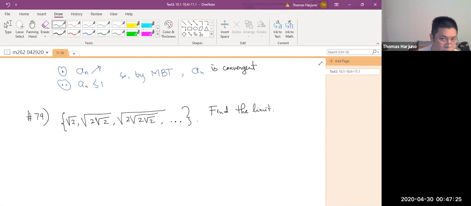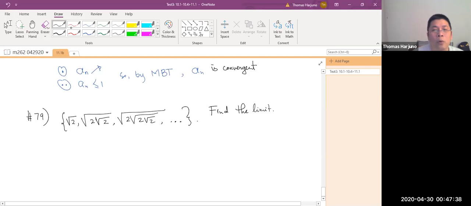I will show you how to find the limit, but the technique is totally off. So the technique I use here is totally off, but I want to emphasize that even though the technique is totally off, it teaches us something very important. What is that very important thing?